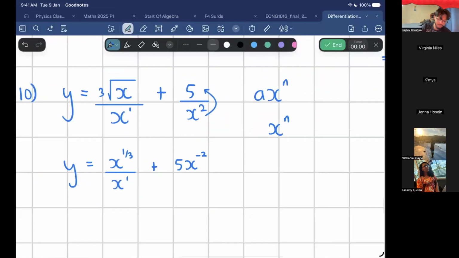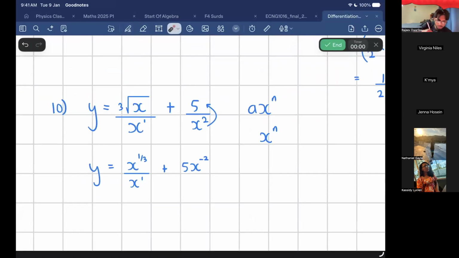Correct. Which one of you was able to reach this far? We didn't differentiate yet. We're just preparing it to be differentiated. Yes, I reached it. Wait, how would it be 5x to the power minus 2? Let me just check what Cassidy did. Nah, that's not correct.